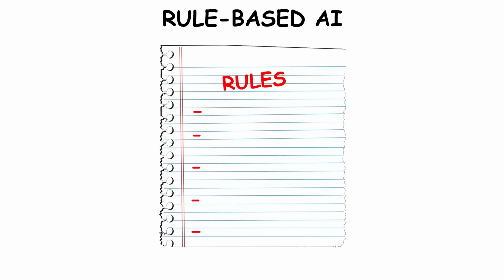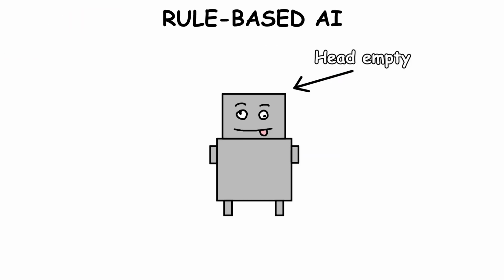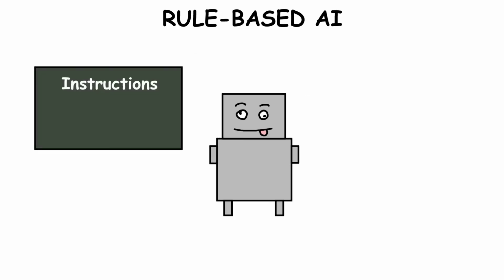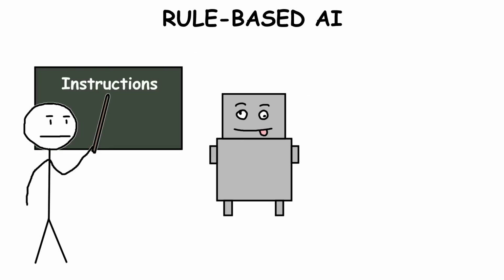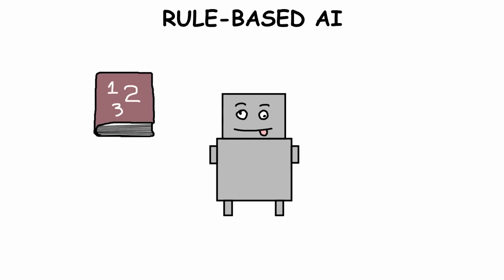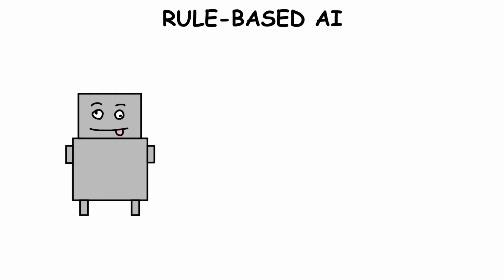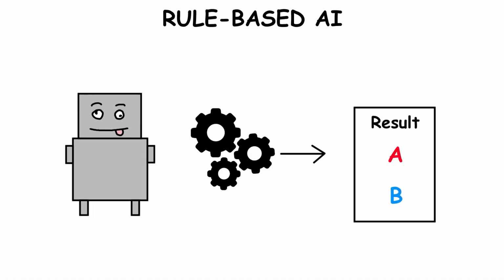Rule-based AI. A rule-based AI is pretty simple. It doesn't learn or adapt over time. Instead, it just follows a fixed set of instructions it was given from the start. This is why it's sometimes called a knowledge-based system. This type of AI works best for straightforward tasks with predictable results.